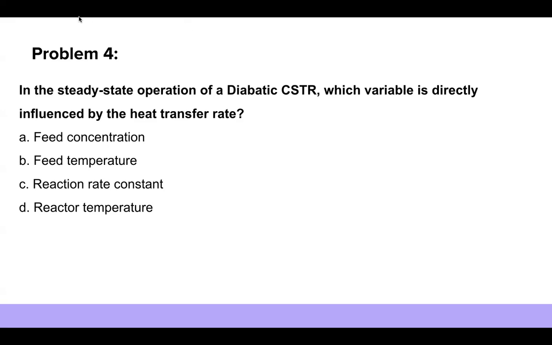I've got different answers. So here in the steady state operation, the diabetic CSTR, which variable is directly influenced by the heat transfer rate? Okay, so that is the reactor temperature, because if the reactor temperature is higher than the coolant temperature, there will be a change in the heat transfer rate. It could be higher or lower. Depending on that, there could be heating of the reactor fluid or cooling of the reactor fluid. It depends. So it's the reactor temperature.